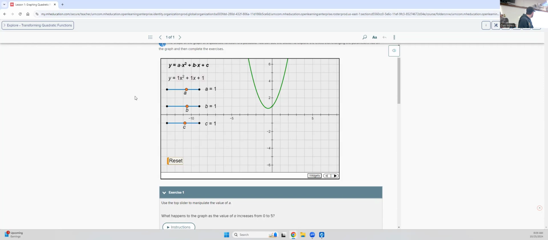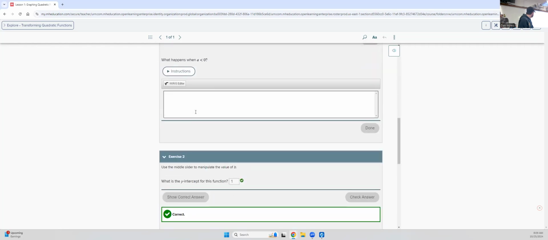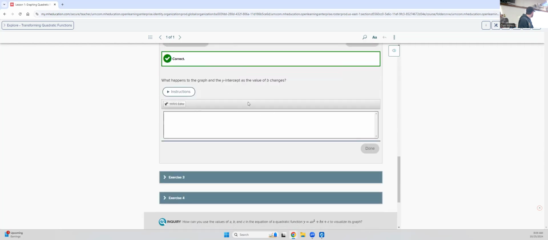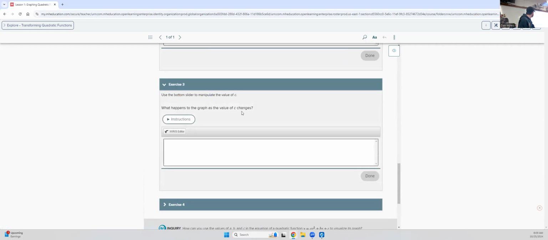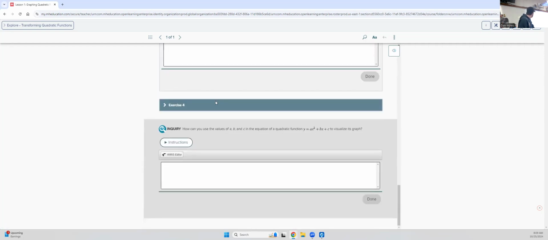All right. So the graph shifts left and right, but the y-intercept stays the same. That's what we're talking about there. Exercise 3, value of c. What happens as we change c values? It moves it up or down.